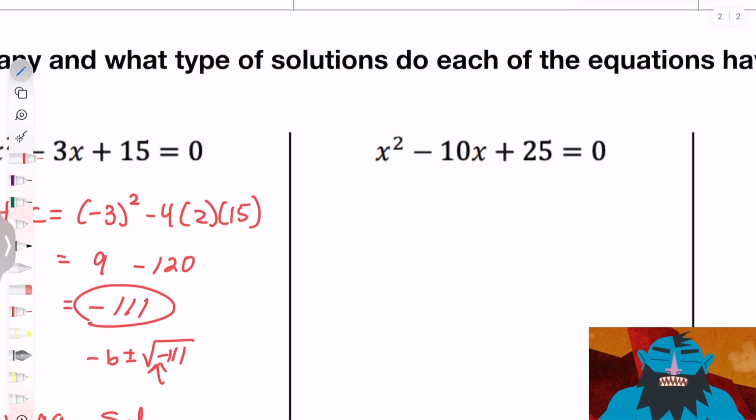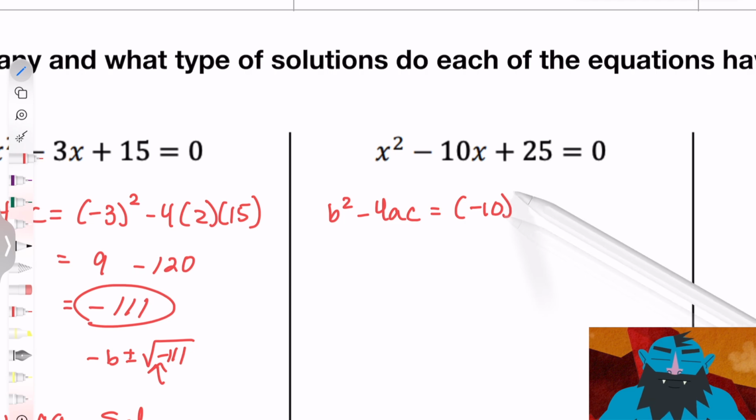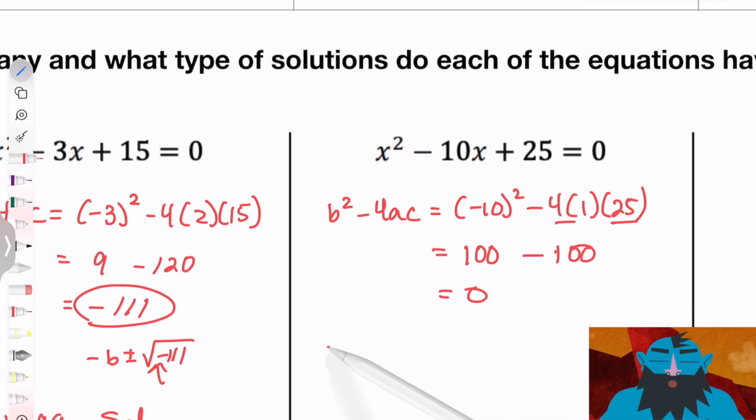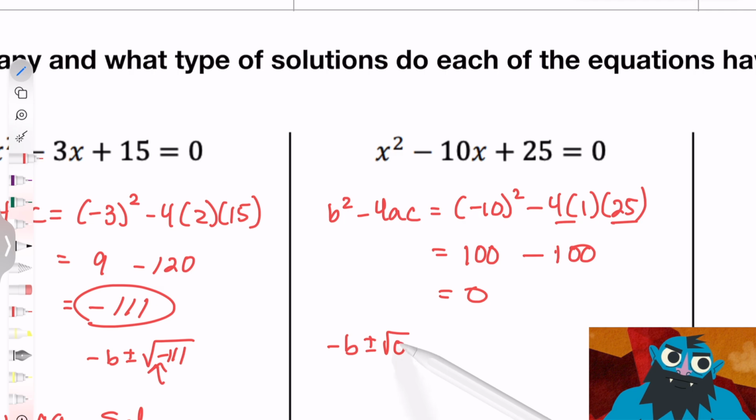Next one, b squared minus 4ac. It already equals 0, so it's negative 10 squared minus 4ac. I'm going to be squaring a negative 10, but that's just a positive 100. And 4 times 25, and it's going to have one minus sign, so it comes out to 0. And the rule is that would be negative b plus or minus the square root of 0, so you just get one answer, divided by 2a, of course. So we say one real solution.